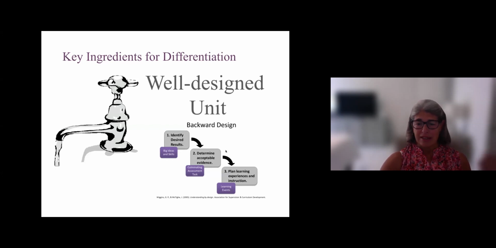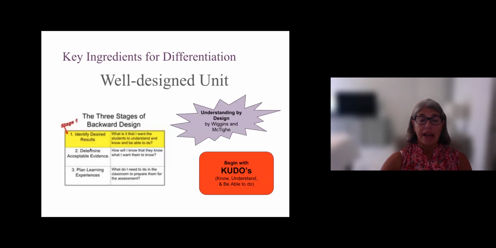When I learned this, it was a big revelation for me, and it helped me plan and be more productive from then on in my career, to realize that if I do it in these steps, it's easier and more targeted and more effective. So again, the first step is to identify the desired results. What is it I want students to know, understand, and be able to do? We call them the KUDOs: know, understand, be able to do.